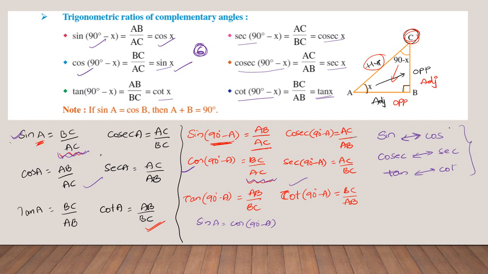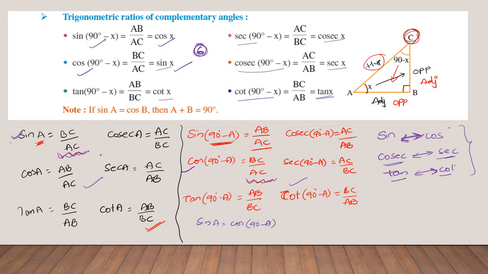If you can remember these 3 lines, this double headed arrow represents that sin will be changed as cos and cos will be changed as sin. Cosecant will be changed as secant and secant will be changed as cosecant. Tan will be changed as cot and cot will be changed as tan, right? These are the changes that usually occur here.